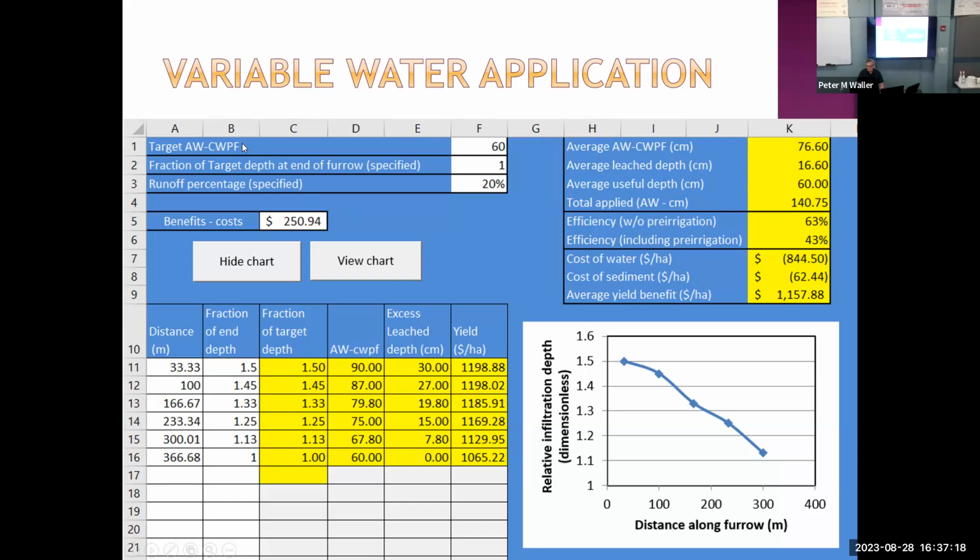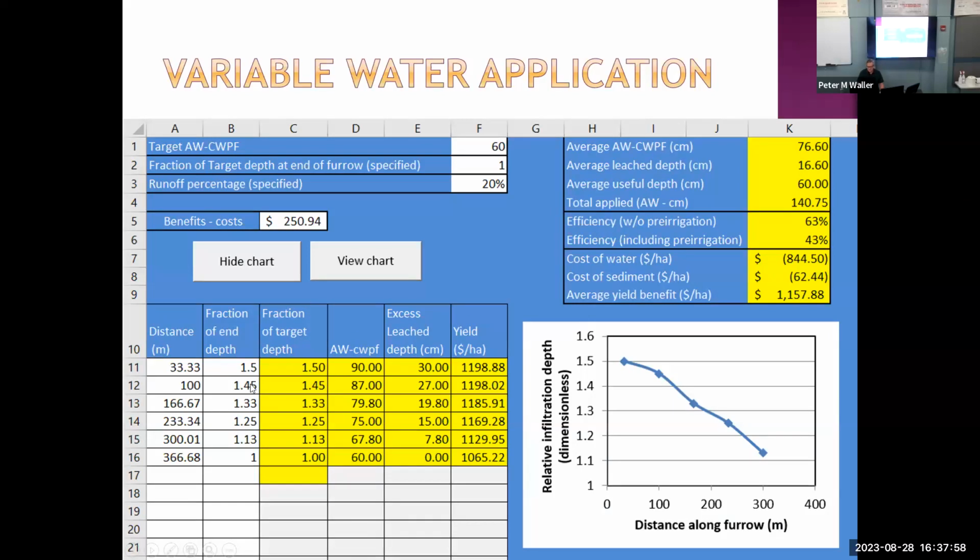So if our target crop water production function applied water is 60, then if we apply 60 at the end of the field, we are applying 90 at the beginning of the field, and we're really not getting the yield advantage from that. So in this spreadsheet, column B is the fraction of the end depth that's applied at each position. In this case, we'd have 50% more at the beginning than at the end. So this would be a really bad surface irrigation system.